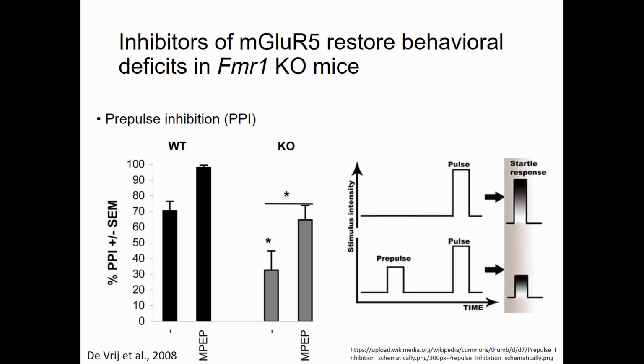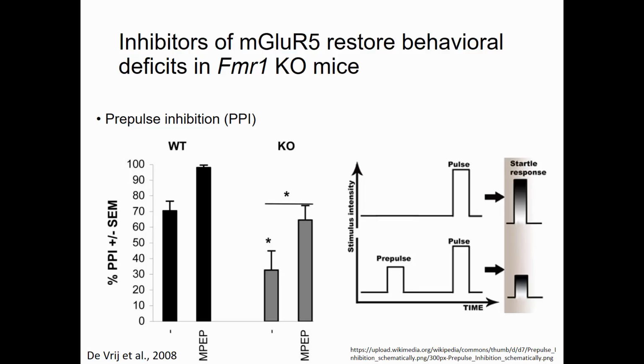Additionally, inhibitors of mGluR5 restore some of the behavioral deficits in knockout mice. There have been a lot of behavioral paradigms that have been tested. It prevents seizures from happening. It restores some learning processes. This one paradigm I wanted to talk about because it's been used a lot in humans and animals, which is interesting. Not a lot of paradigms have been tested like this.